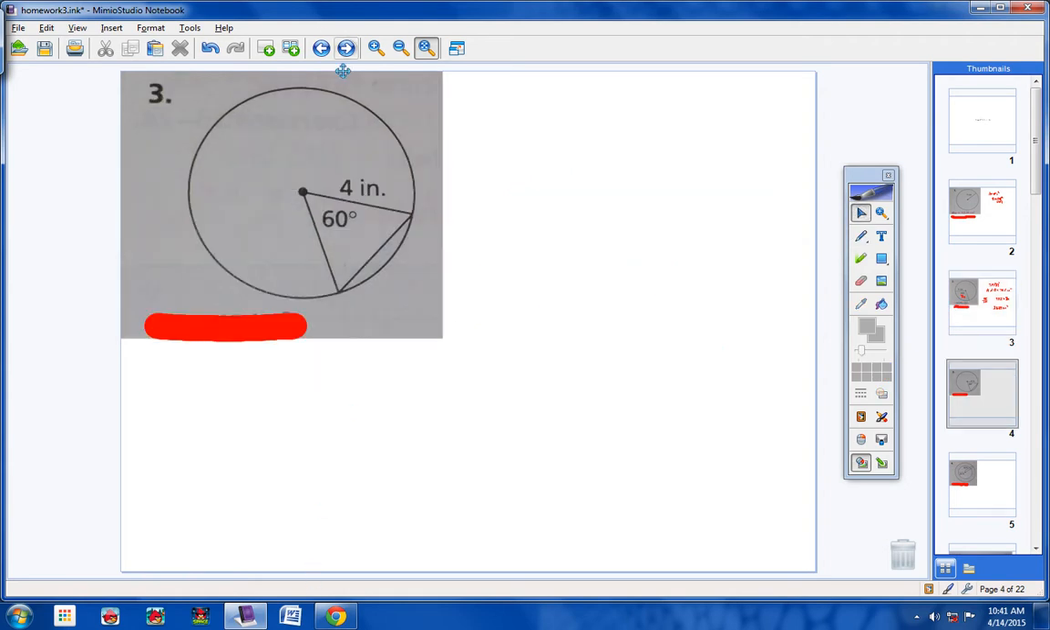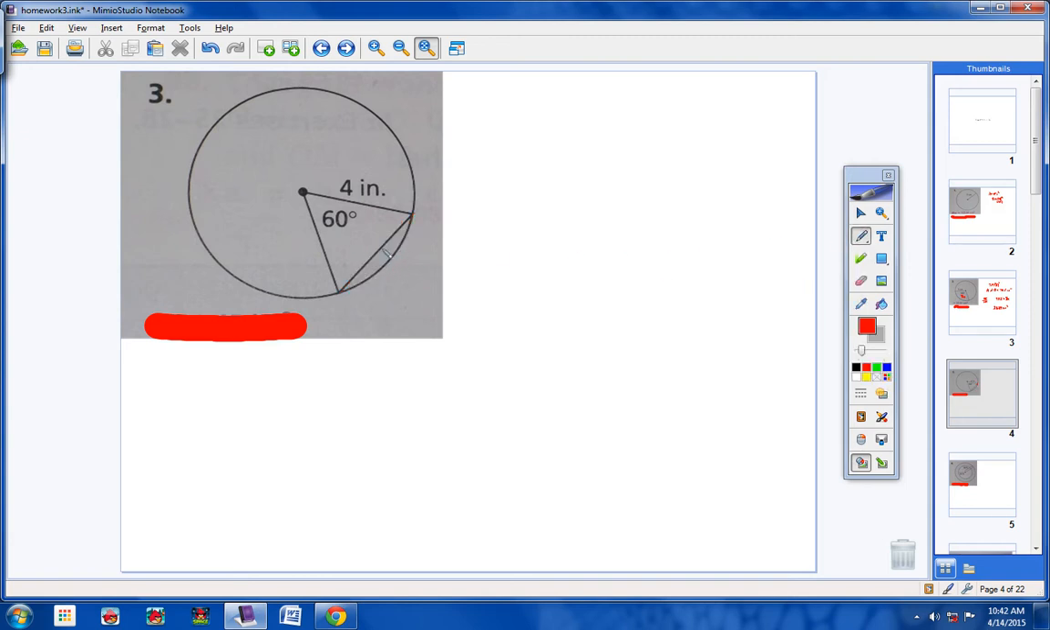Alright, moving on to number 3. The shaded area, although you can't see it on here very well, but in your book it's this segment right here. Remember, whenever a chord and its intercepted arc form a region on a circle, we call that a segment of a circle. So that's the part we're trying to find the area of right there.